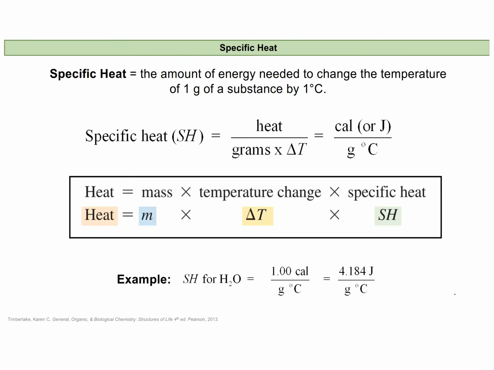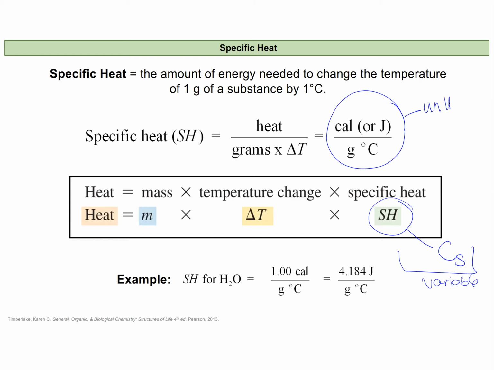So the specific heat equation that we use is, you'll see specific heat written as SH or CS as well. And this is the variable. The variable has units of joules or calories, which are measures of energy, by grams, which is a measure of mass, and degrees Celsius, a measure of temperature. So it's the amount of energy to raise 1 gram, 1 degree Celsius.